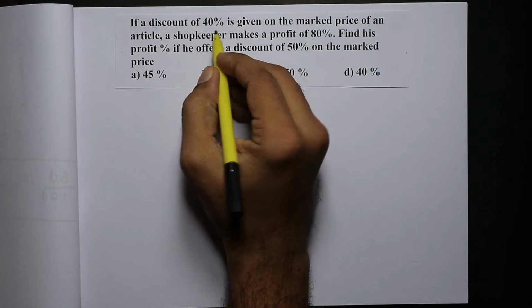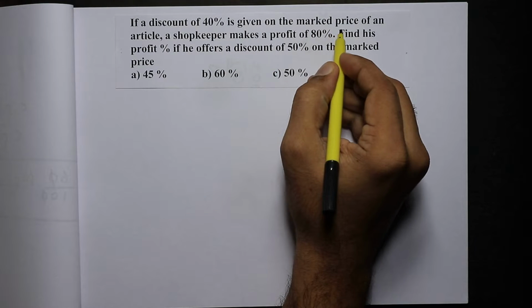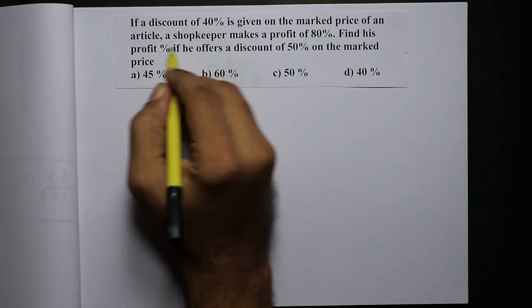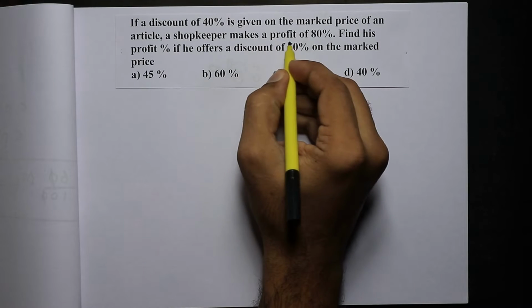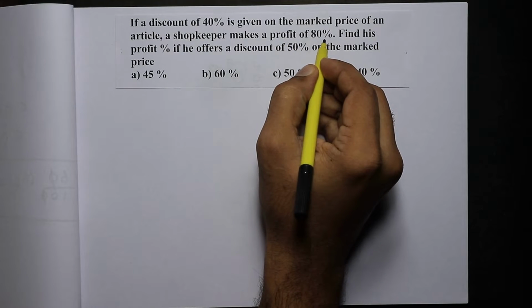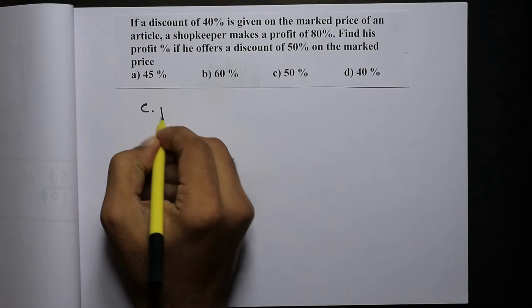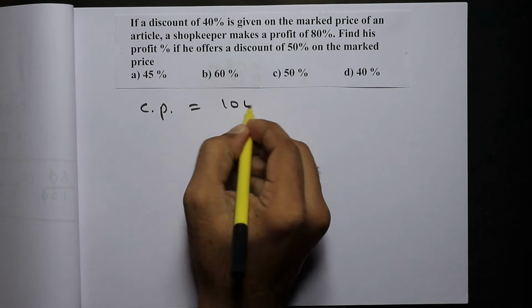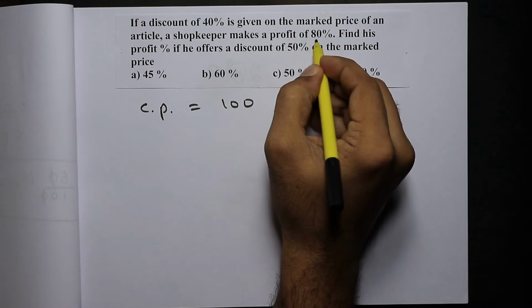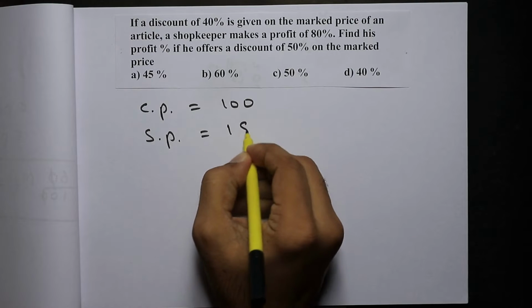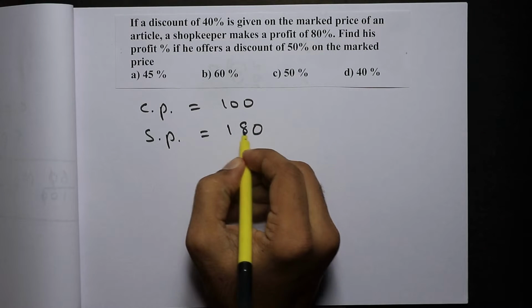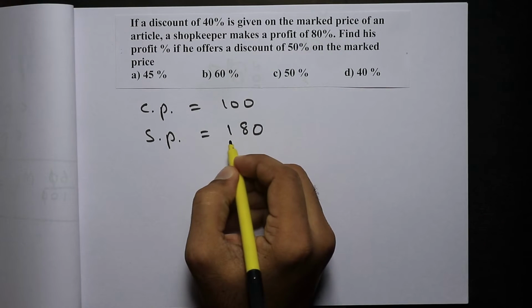If a discount of 40% is given on the mark price of an article, a shopkeeper makes a profit of 80%. So he needs to get a profit of 80%. Now we will assume that the cost price is rupees 100. Now his profit has to be 80%, which means that he should sell it at rupees 180. Only then will he get 80% profit.